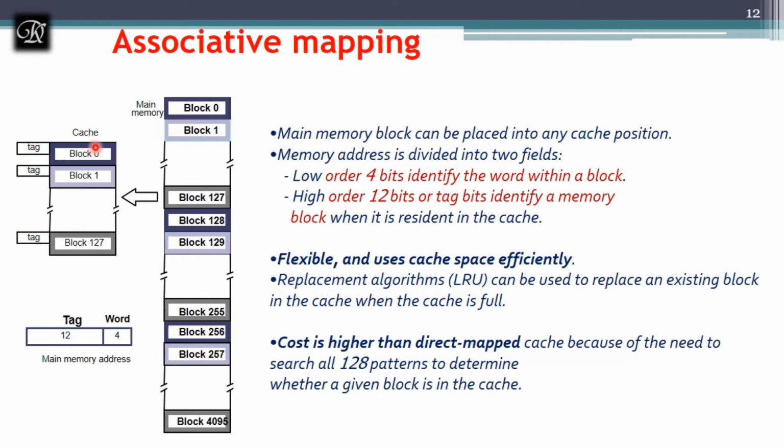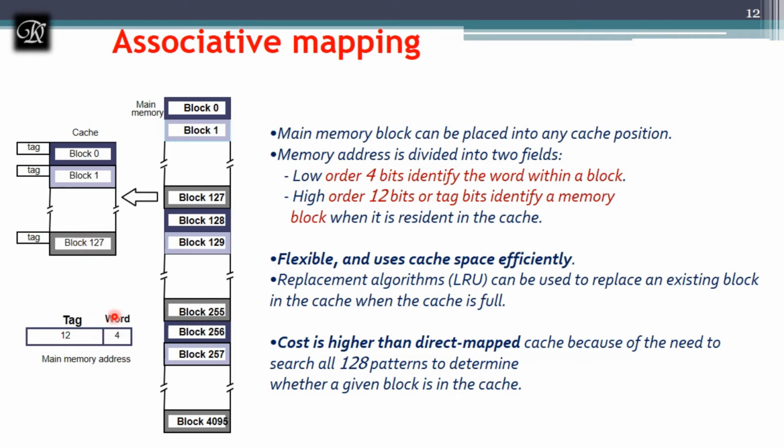What happens if all the blocks are utilized? Then it applies a replacement algorithm, which I have told in the previous video. The replacement algorithm discussed here is LRU, least recently used. The block which is not used very frequently will be removed in the associative mapping. We'll see this with an example in the next slide.